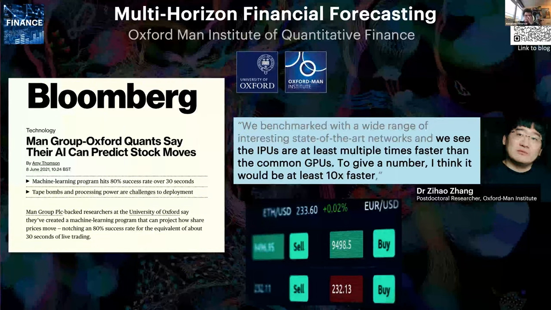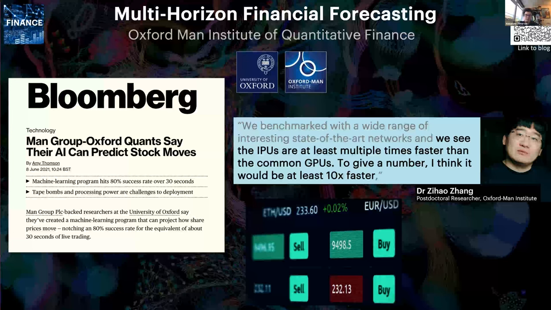The first one here is some work we did with the Oxford-Man Institute of Quantitative Finance. So this is the University of Oxford and the Man Institute, who are semi-attached to the university there. They were looking at lots of different financial forecasting models, limit order books, things like this. In that case, they tried a whole variety of different models and tended to find that across the board, the IPU was faster than the GPUs they were using. In many cases, it was up to around 10 times faster.